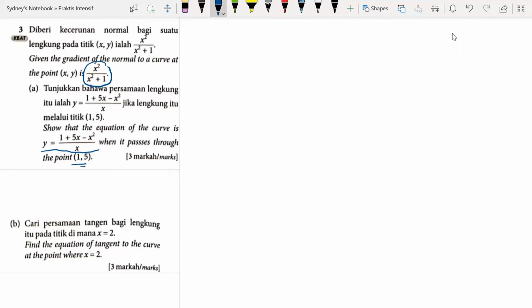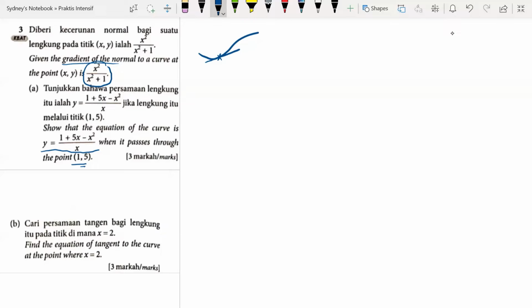So every time we see the keywords gradient of the normal, gradient of the tangent, gradient function, we have to link with the first application of differentiation. And then from here, I will mark down the 3 important elements that form the golden triangle to solve questions related to gradient function, gradient of tangent, gradient of normal.